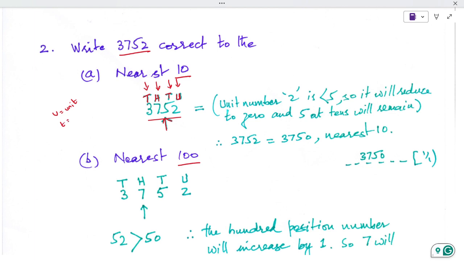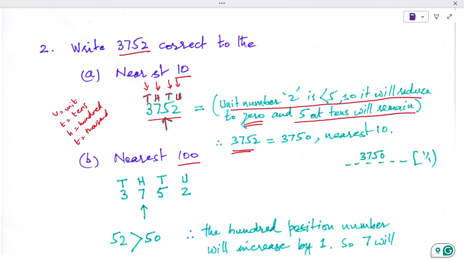So in this 3752, since the unit number is 2, which is less than 5, it will be reduced to 0, and the tens number will remain the same, that is 5. So when we reduce 3752 to the nearest 10, it will be 3750. So write down the answer in the given space and score 1 mark.